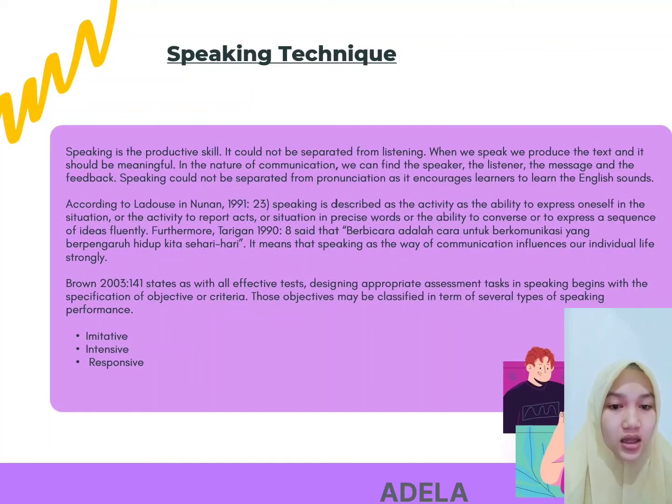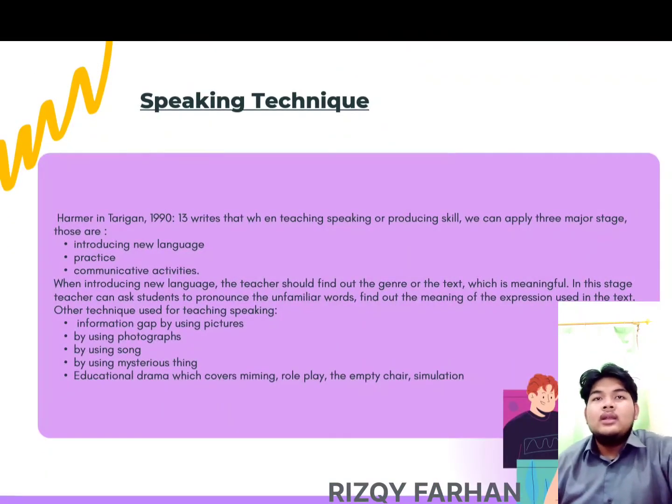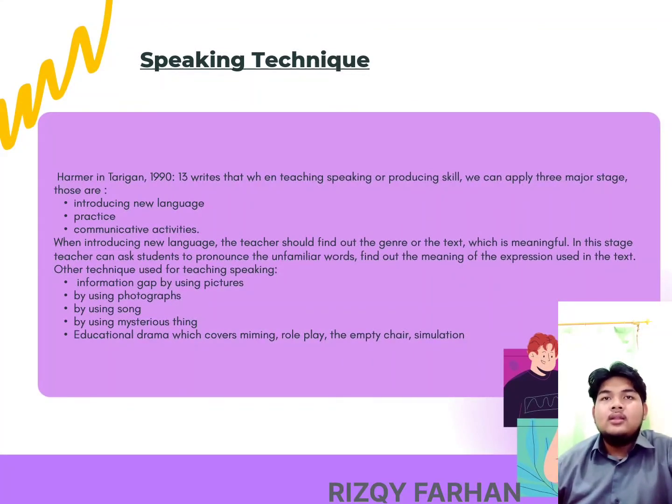Brown, 2003, 141, states as with all effective tests, designing appropriate assessment tasks in speaking begins with the specification of objectives or criteria. Those objectives may be classified in terms of several types of speaking performance: imitative, intensive, and responsive. Harmer in Tarigan, 1990, 13, writes that when teaching speaking, or a productive skill, we can apply three major stages. Those are introducing new language, practice, and cumulative activities.